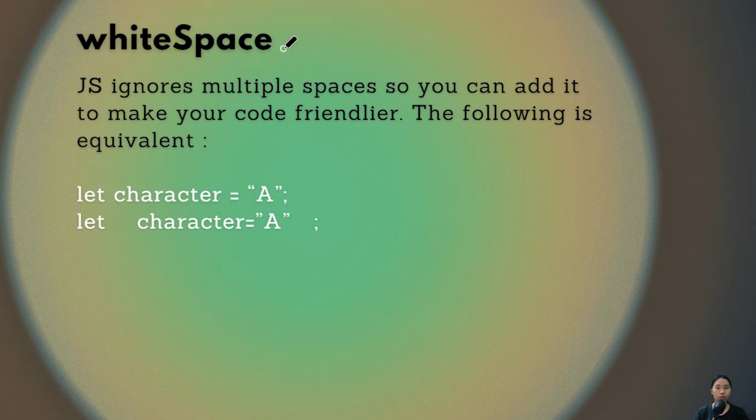Next up is white space. JavaScript ignores multiple spaces, unlike Python or Django. Very similar to HTML, so you can make your code friendlier this way. So let character equals A, and let character equals A with extra spaces. Both of these are the same thing, and to JavaScript, there's no difference.